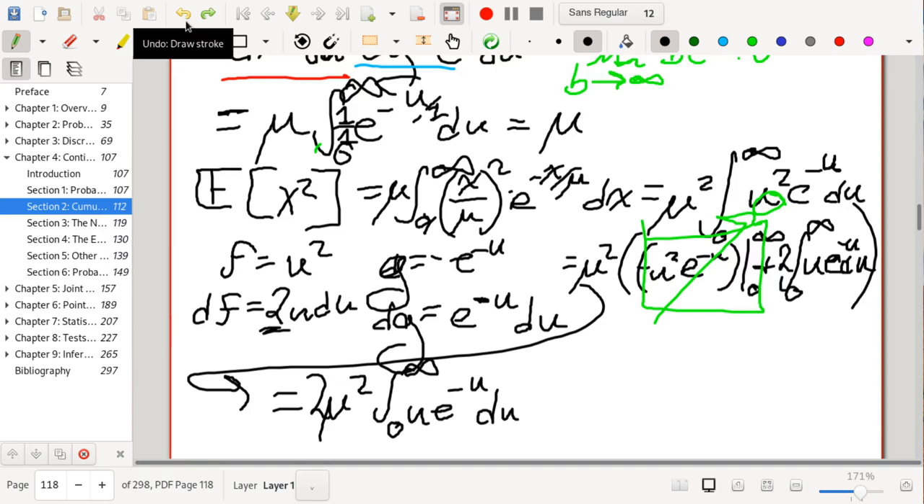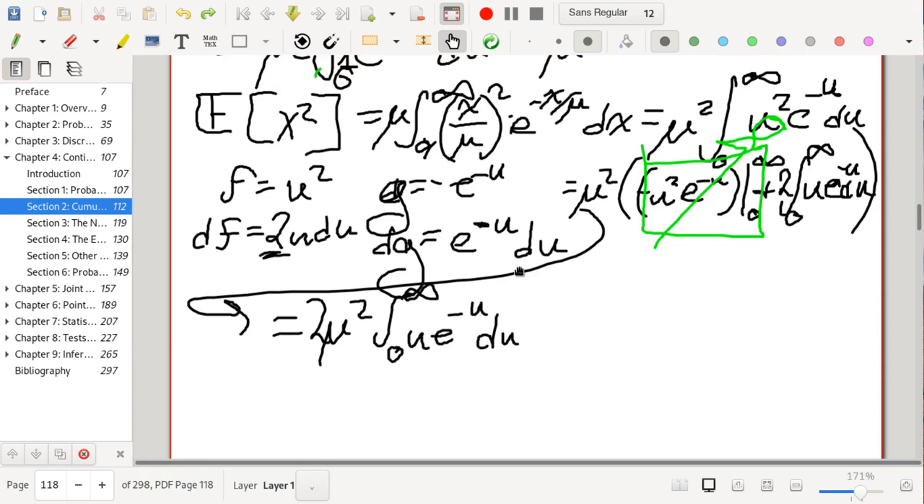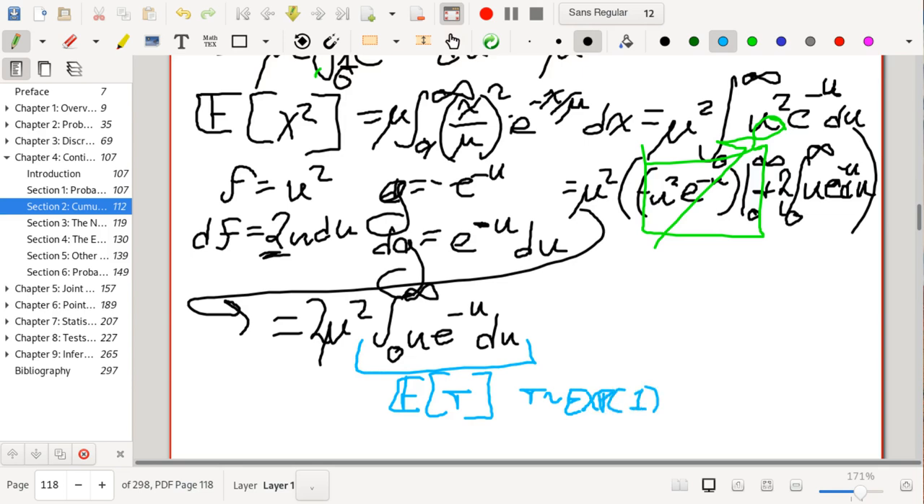This term that I have written down, this integral, is the expected value of a random variable t, where t follows an exponential distribution with parameter 1. So we already know what that is. That's equal to 1. So that means that this blue term is equal to 1. So we get, in the end, 2 mu squared. Again, being able to recognize integrals as other integrals is really valuable, because it will save you a lot of time. We would hate to have to recompute that thing.